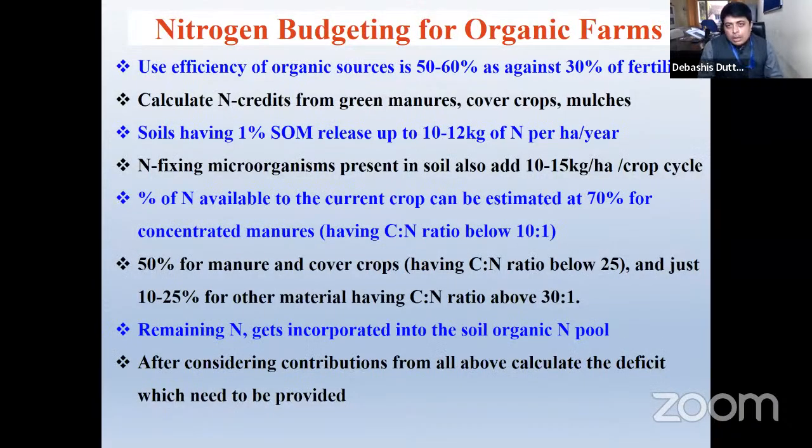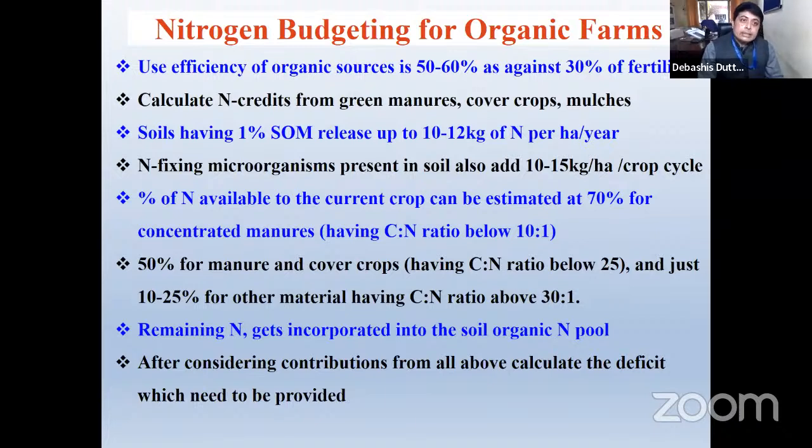And I have already told that nitrogen is important in organic farming systems. On the basis of the nitrogen requirement, we calculate how much organic manure is required. So for recommendations, prescriptions, or calculations of organic manures under organic production systems, we should prepare the nitrogen budgeting for organic farming.